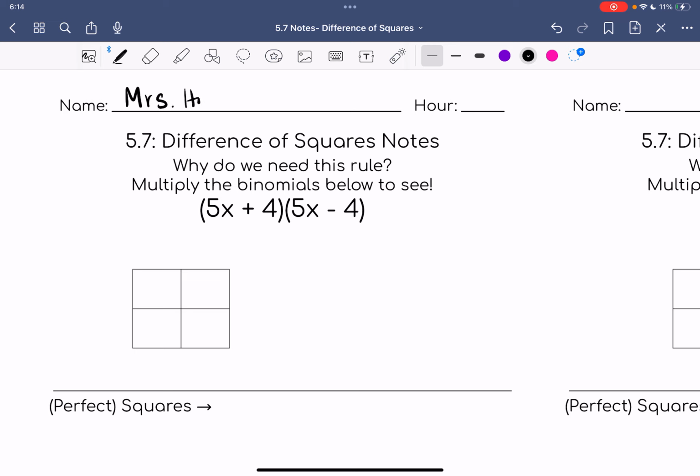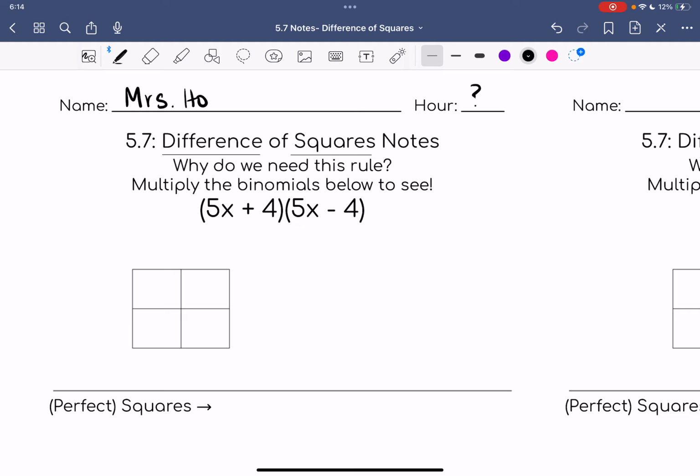Remember, we have already done 5.8 and 5.9. 5.7 was supposed to happen on one of the snow days, and we're hopping back to it. So 5.7 is its own special method of factoring. It's the easiest, funnest special rule out there. It is called difference of squares. Difference meaning subtraction, and squares meaning perfect squares.